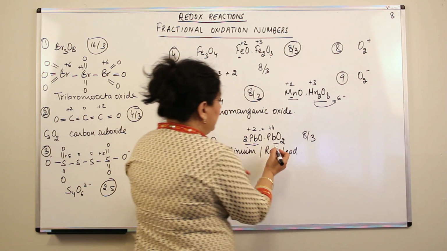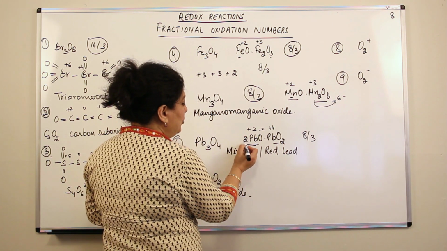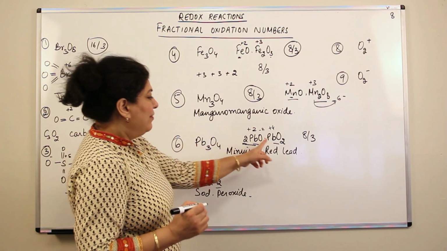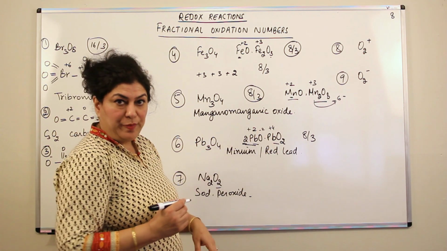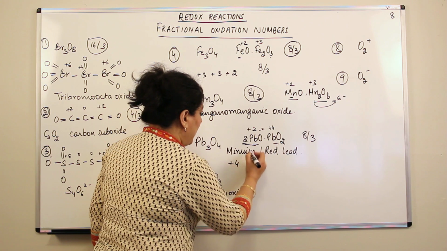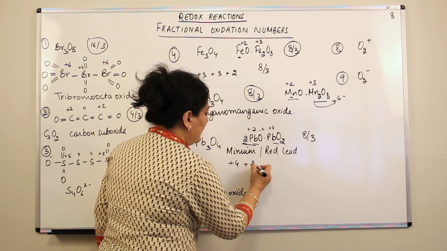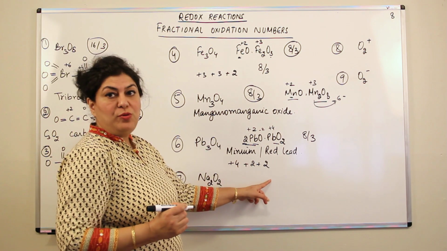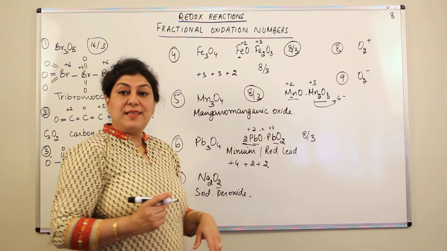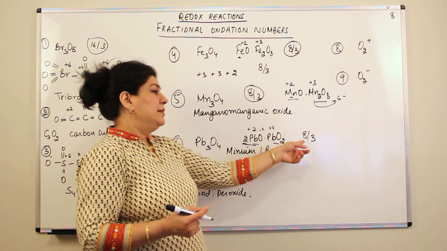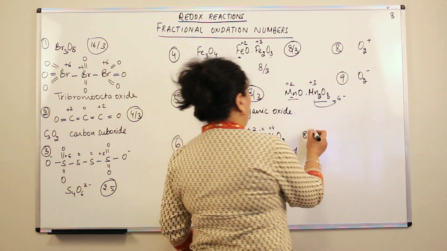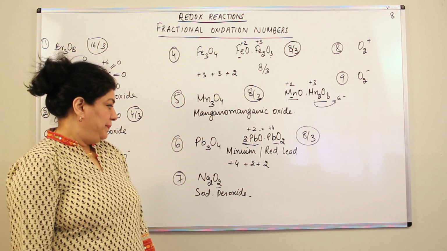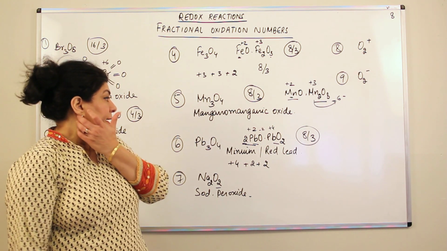So now, in this example, here you have 2 leads. So out of the 3 leads, 1 lead has a charge of +4 and 2 leads have a charge of +2, right? Sum it all up, 4 + 2 + 2 is 8. Total number of lead atoms, 3. Therefore, the fractional oxidation number of this also would be 8/3, right?